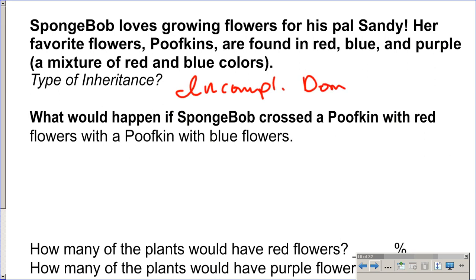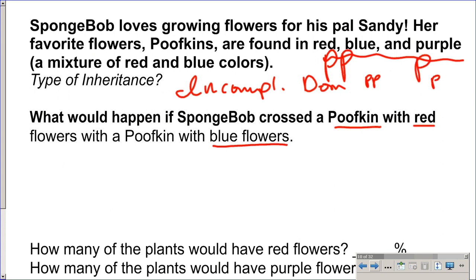Okay, what would happen if SpongeBob crossed a poofkin with red flowers with a poofkin with blue flowers? We don't have any letters so far. Let's make up our own letters. What letters do you guys want to use for these types of flowers? P. I'll go with P. Okay, so P for poofkin. So red is going to be which type? Big P, big P. Blue is going to be little p, little p. And purple is going to be big P, little p, because the purple is the one that's mixed between red and blue.